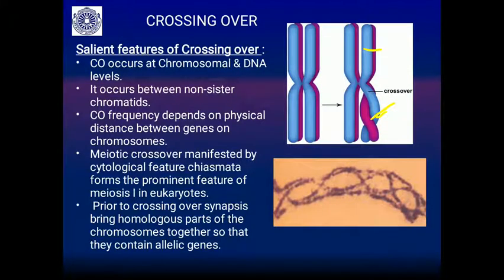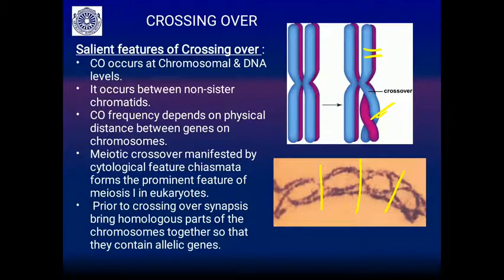So, if they are closely located, then the crossover frequency is lesser. The meiotic crossover is manifested by a cytological feature called the chiasma. What you see in the chiasma during diplotene is nothing but the cytological manifestation of this crossing over. Chiasmata form the prominent feature of meiosis I in eukaryotes.